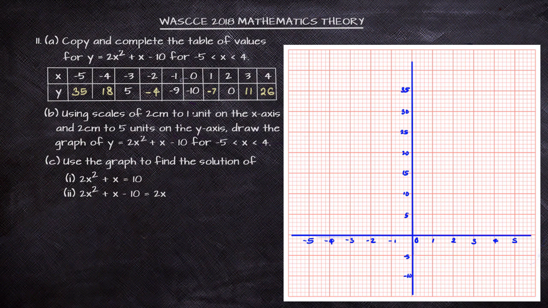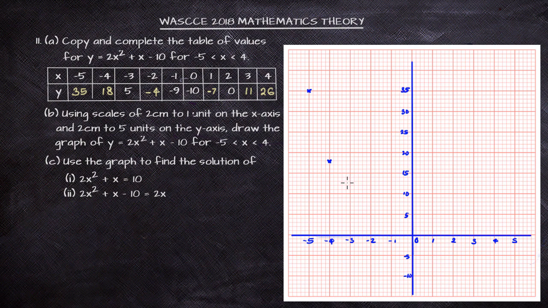Now, having done that, I want to look at each corresponding value of x and y. When x is minus 5, y is 35. So at that point, I want to use the cross. So x is minus 5, y is 35. When x is minus 4, y is 18. I have 15, 16, 17, 18.